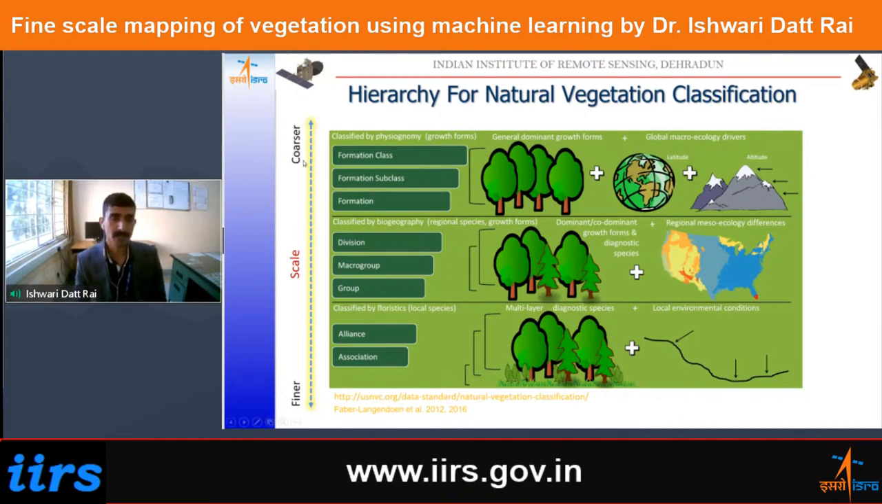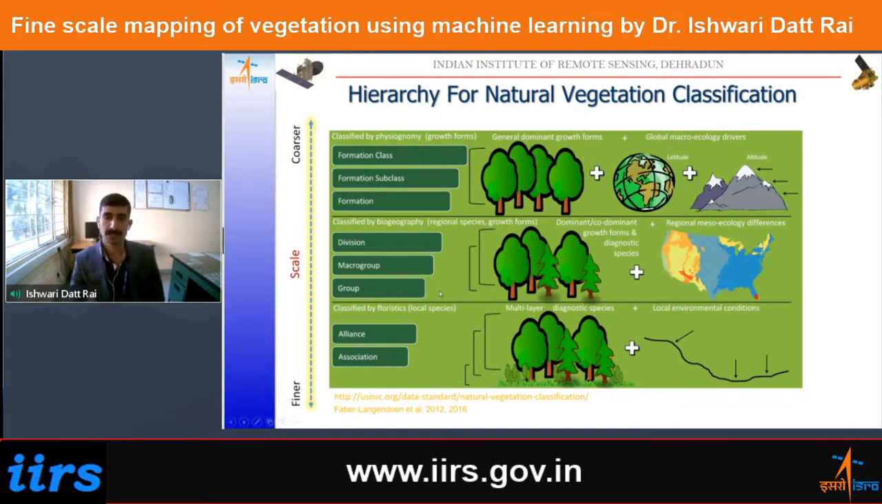So in a scale from coarser to finer, you will see that the larger classes, where the physiognomy is important in the consideration, work at a very large scale. And at finer scale classification as well as the mapping of the vegetation, we have to consider the floristics more and the local environmental conditions.